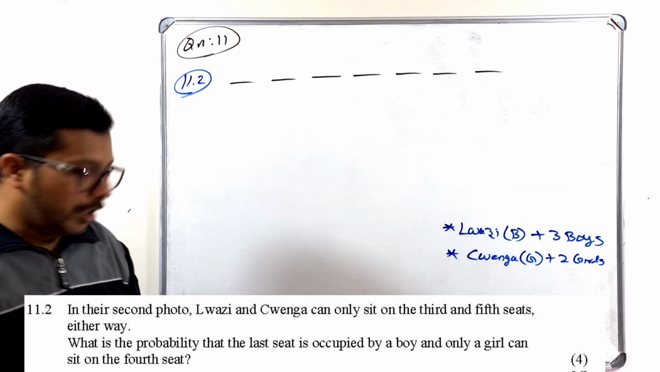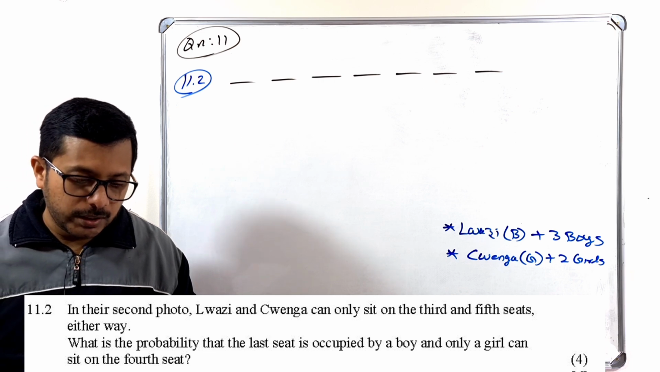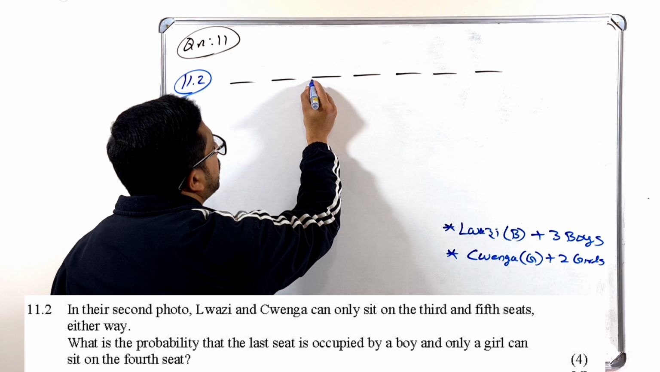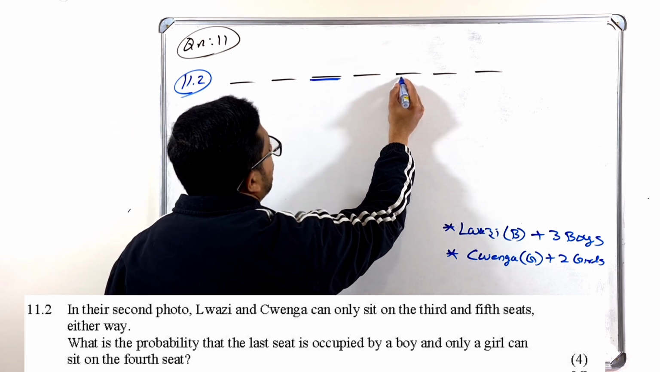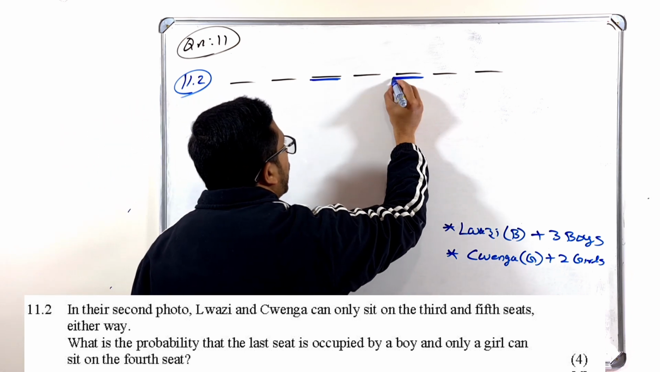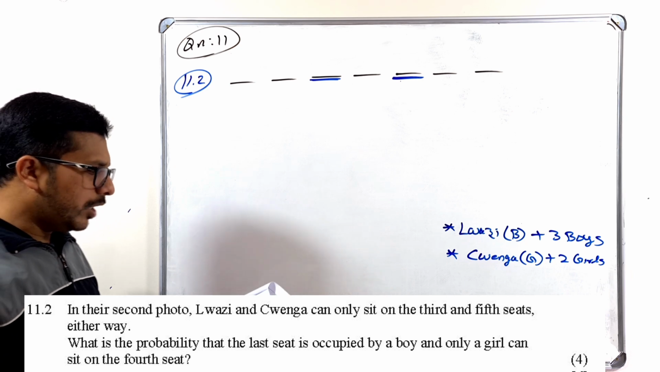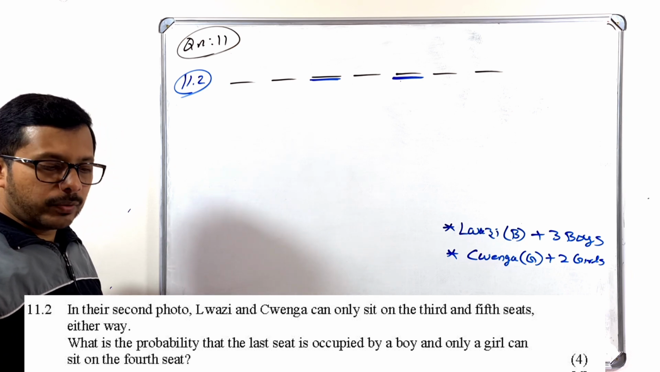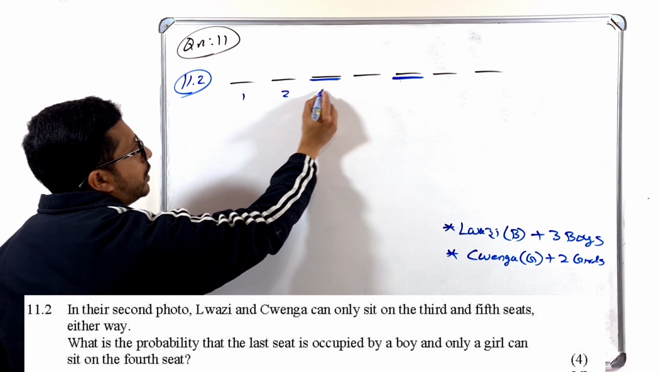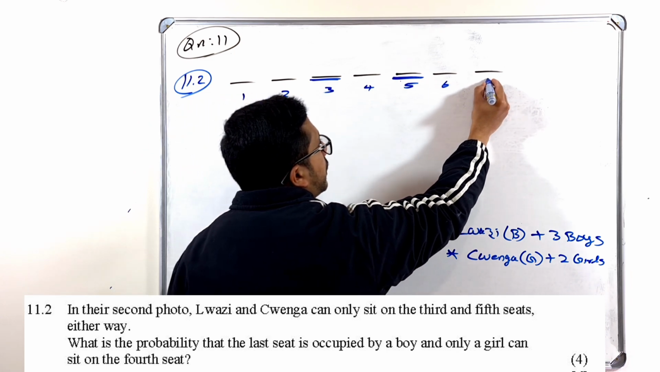And Luasi and Zwenga want to sit on which seats? Third and fifth seats. Third seat means 1, 2, 3. This is the third seat, and this is 4, 5. This is the fifth seat. So what is the meaning of either way? Either way means that if I number this one, this is the first seat, second seat, third seat, fourth seat, fifth seat, sixth seat, seventh seat.